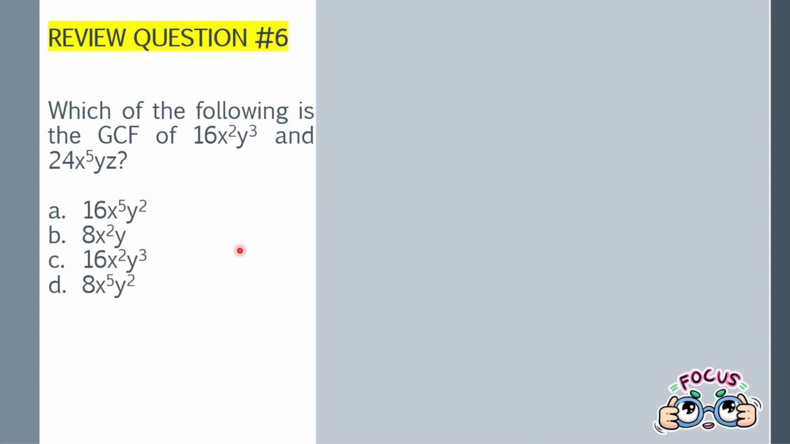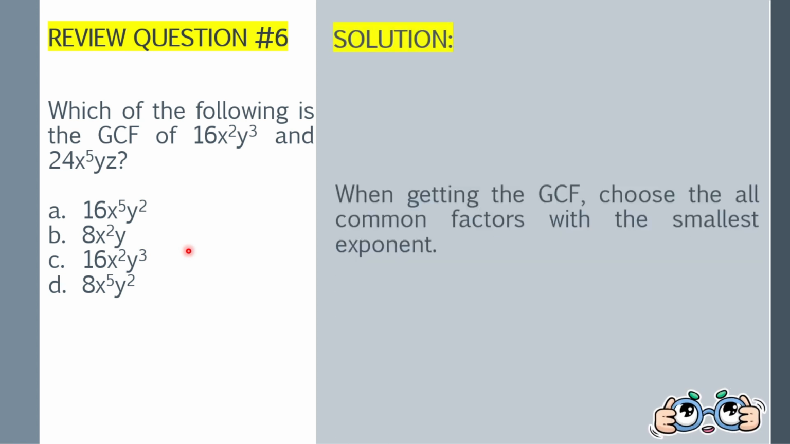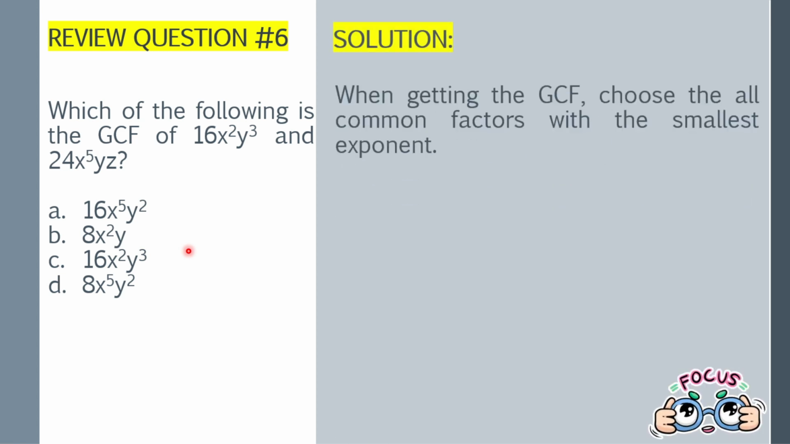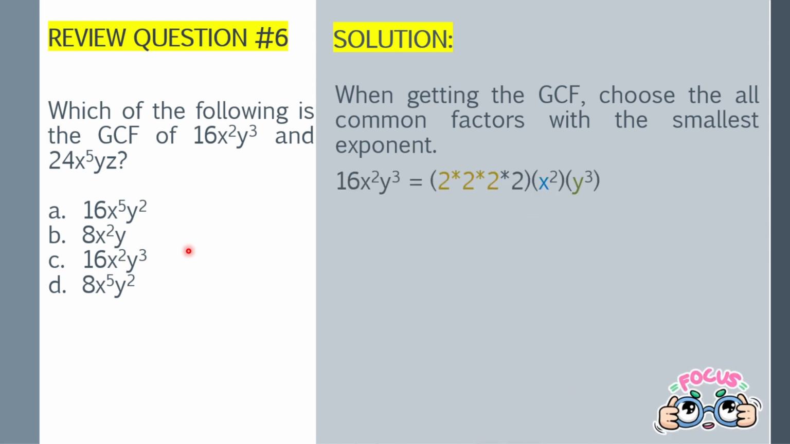Question 6. Which of the following is the GCF of 16x squared y cubed and 24x to the 5th yz? Is it A, 16x to the 5th y squared, B, 8x squared y, or C, 16x squared y cubed, or D, 8x to the 5th y squared? So we do the same in getting the GCF of the number. When the given are variables, to identify the GCF of the variables, the one with the smallest exponent will be the GCF of the variable.